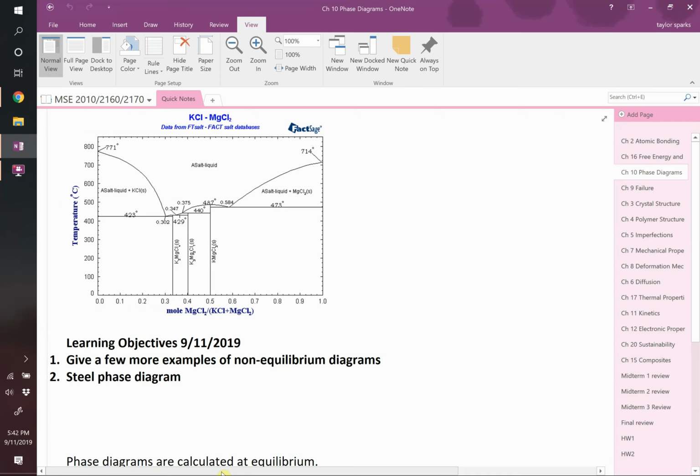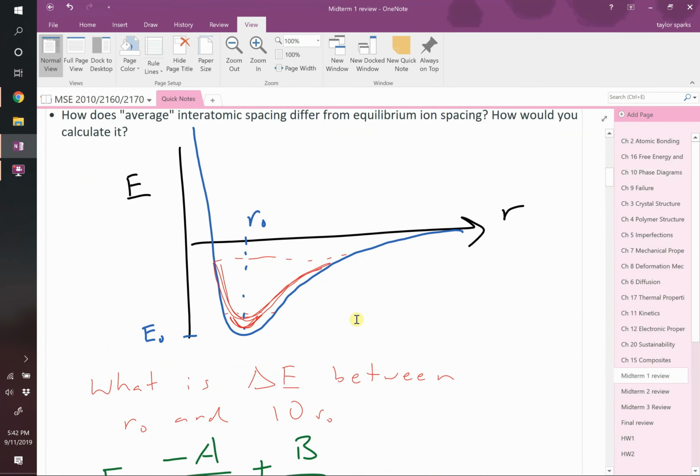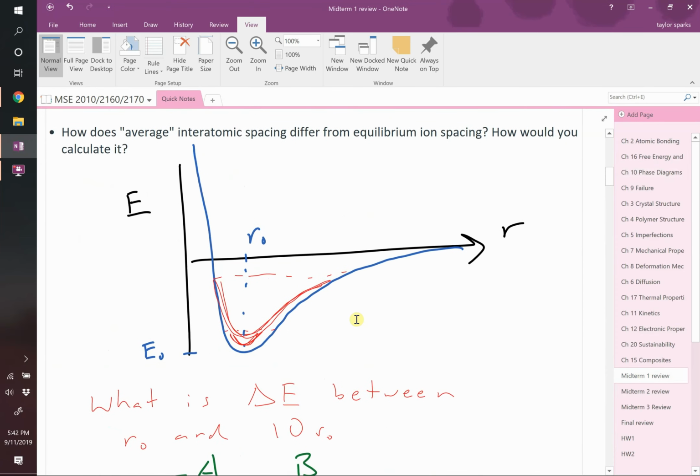Abigail? What is the physical meaning of equilibrium bonding? Equilibrium, so that's this value right here. At equilibrium, R naught, it's this value of energy, E naught. That's what that is. Carlos?